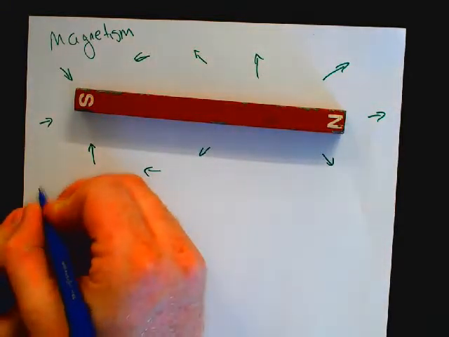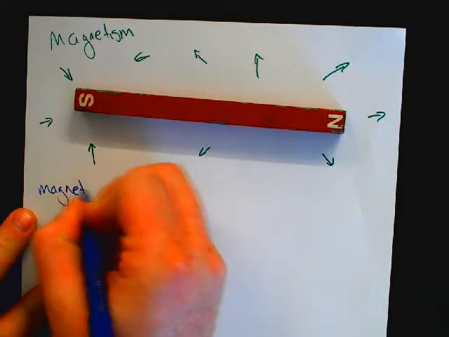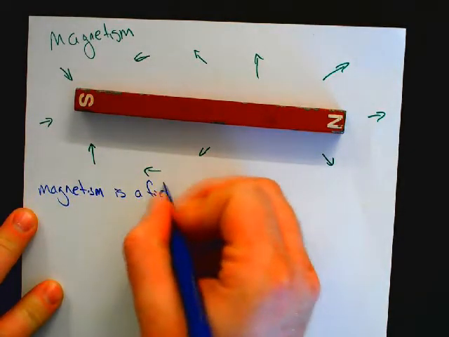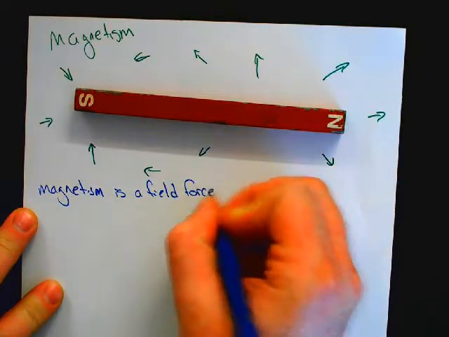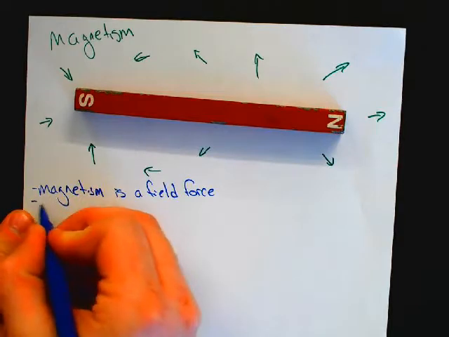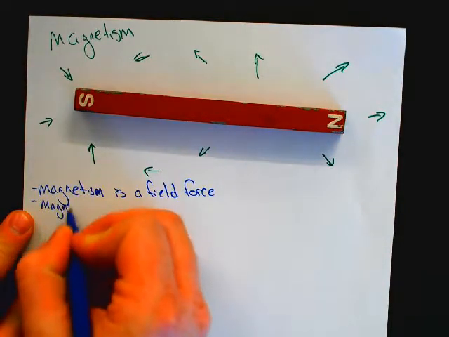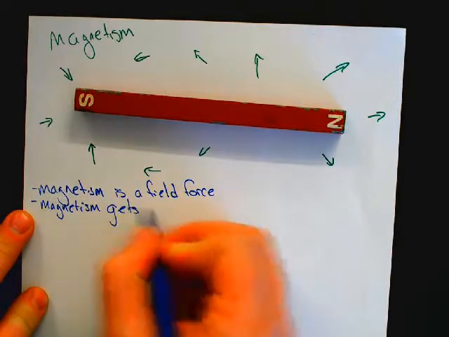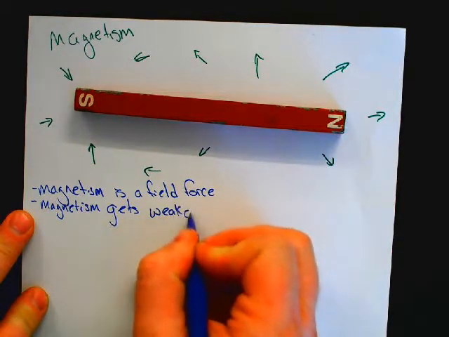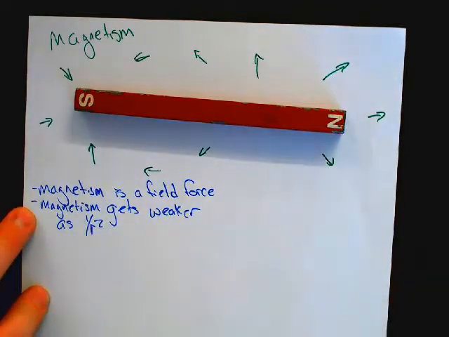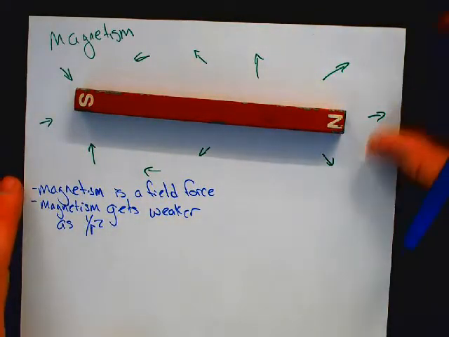So magnetism is a field force, and it gets weaker as 1 over r squared, where r is the distance that objects are separated by.